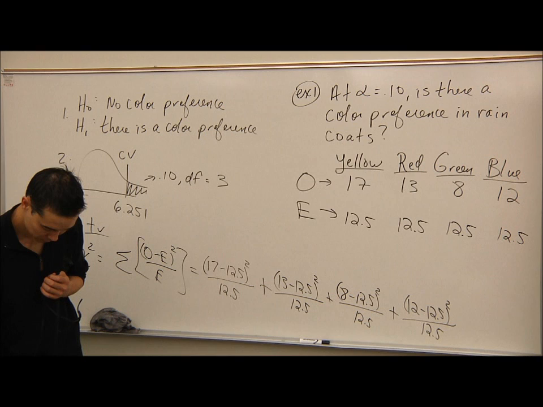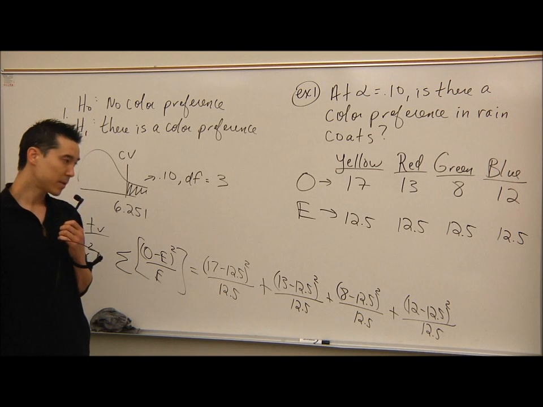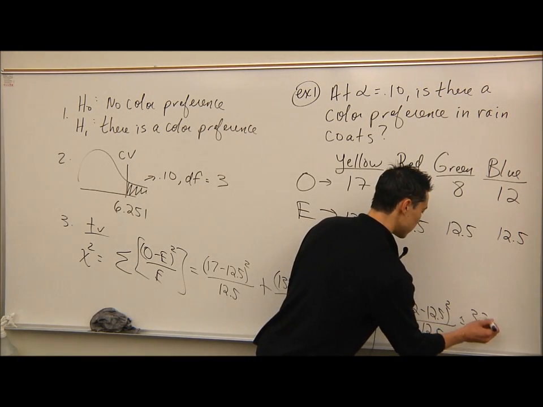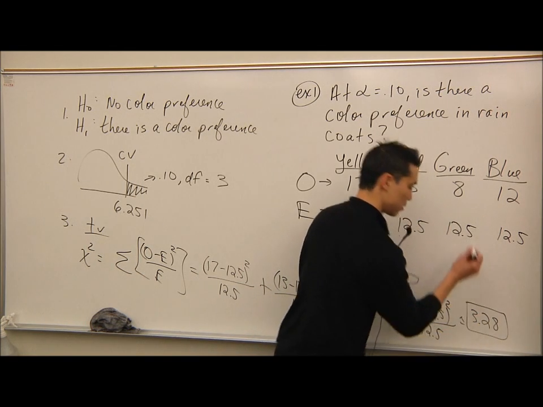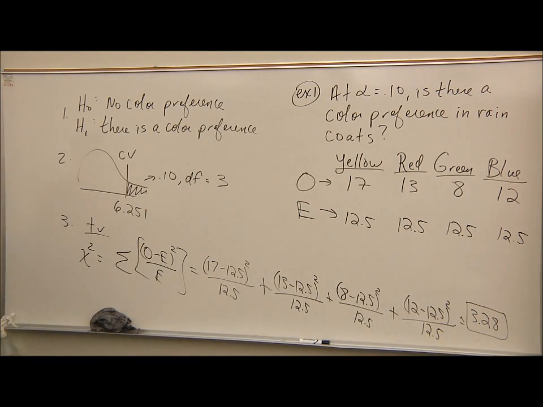This is the chi-square test for goodness of fit. Okay, I added it up and I got 3.28. So see if you get 3.28. So double check that for me.